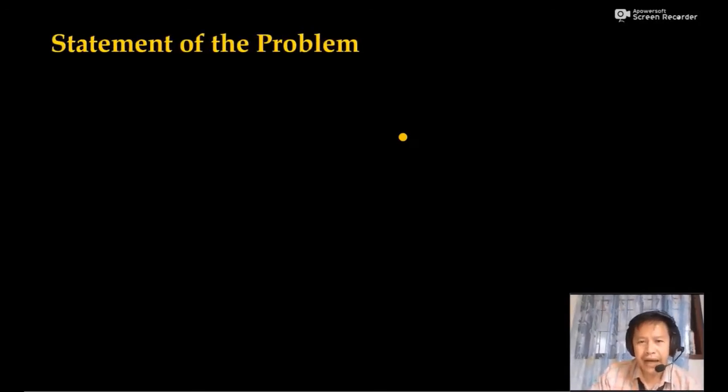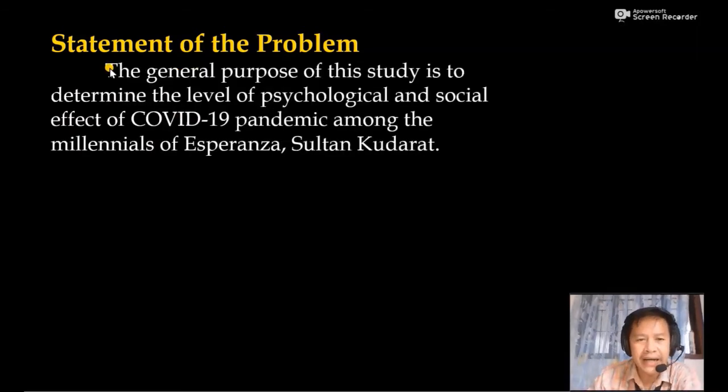Okay, by the way, before that, we are going to have first the research objectives. The statement of the problem is composed of two. We have the general objective and we have the specific objective. And we have the general objective here. The general purpose of this study is to determine the level of psychological and social effect of COVID-19 pandemic.